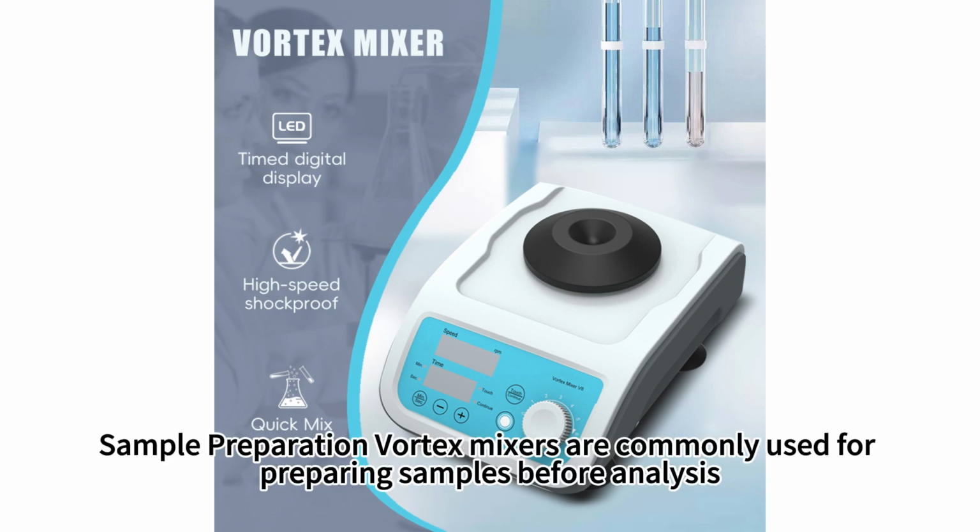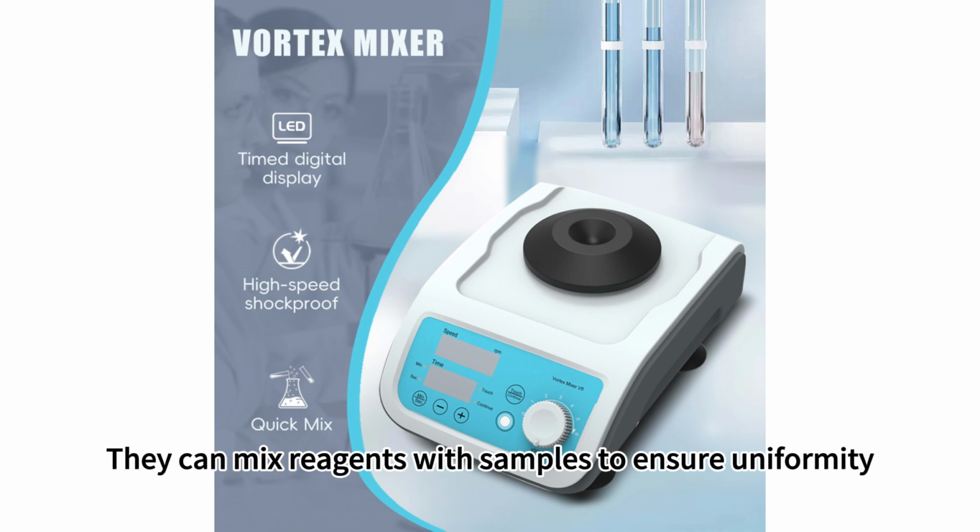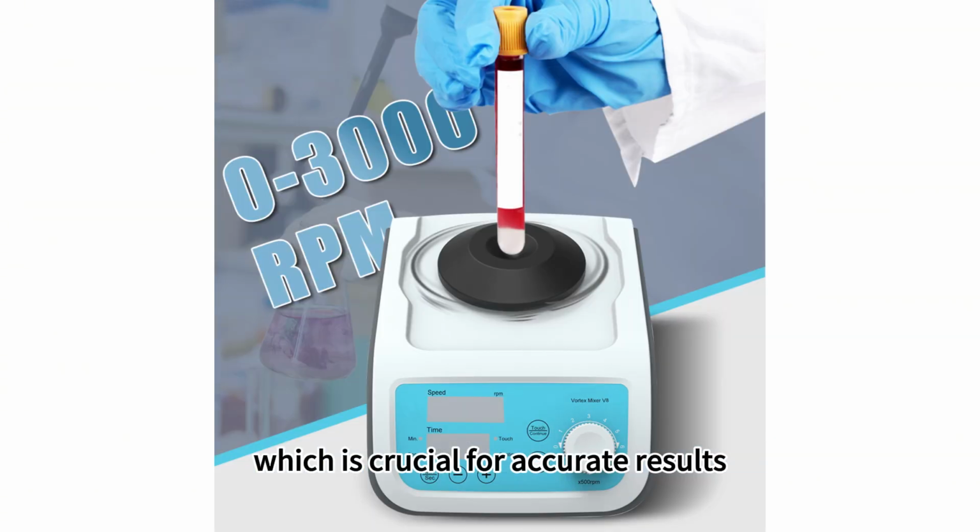Sample preparation. Vortex mixers are commonly used for preparing samples before analysis. They can mix reagents with samples to ensure uniformity, which is crucial for accurate results.